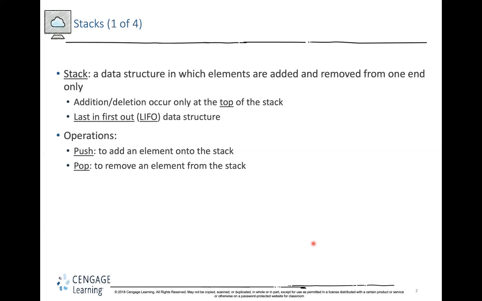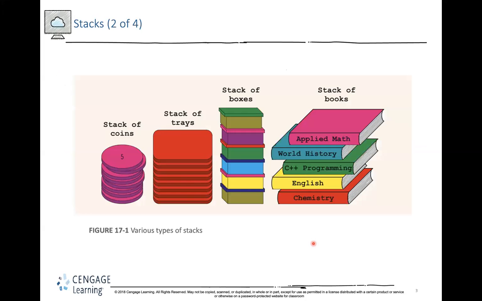And the primary operations on the stack are push and pop. Push is to add an element. Pop is to remove an element. Here are some real life examples. We may have a stack of coins where you remove or add coins from the very top only. At the bottom, you don't change. Similarly, you have a stack of trays, stack of boxes, or books.